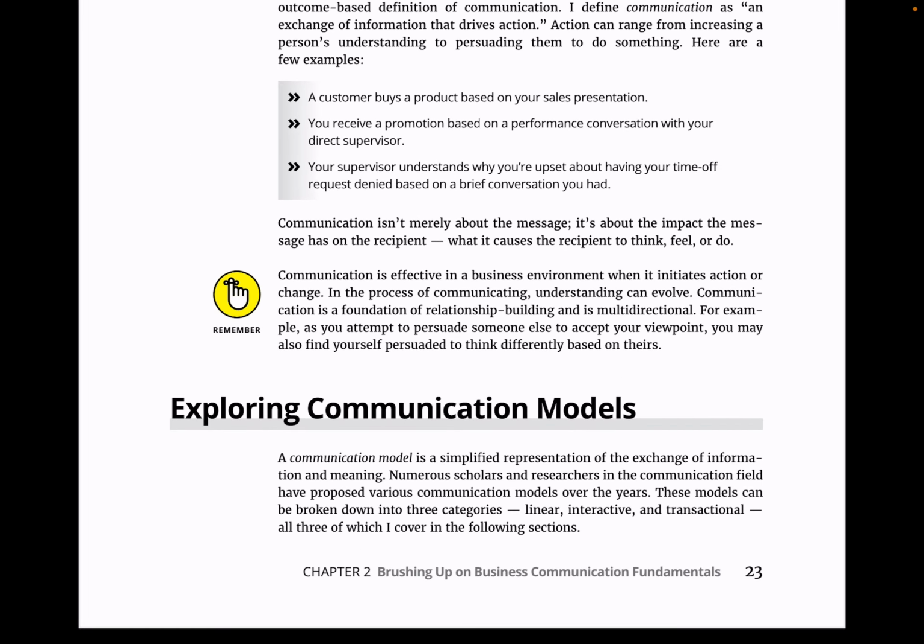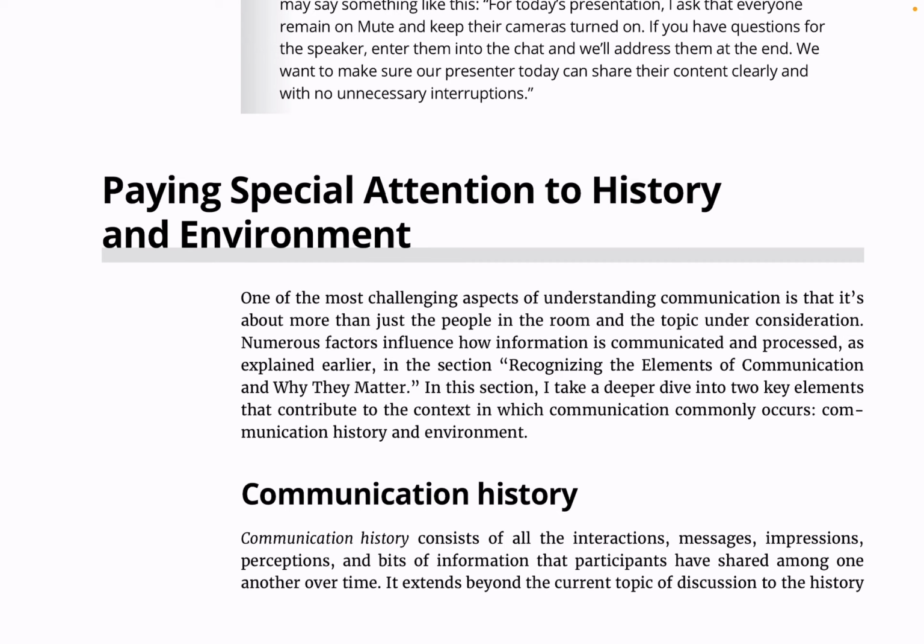Paying special attention to history and environment. One of the most challenging aspects of understanding communication is that it's about more than just the people in the room and the topic under consideration. Numerous factors influence how information is communicated and processed, as explained earlier in the session on recognizing the elements of communication and why they matter. In this session, I take a deeper dive into two key elements that contribute to the context in which communication commonly occurs: communication history and environment.